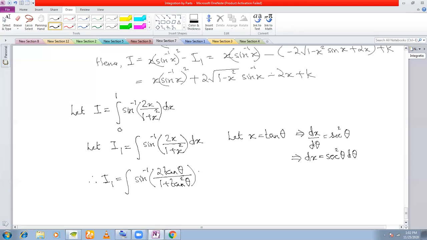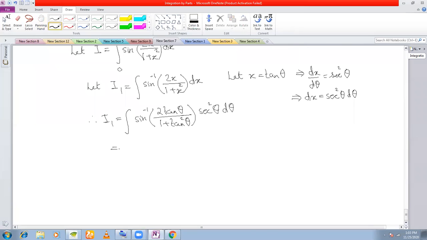Okay. And instead of dx, you put it as sec square theta d theta. So everything from x we have converted to theta. Now this becomes sin inverse. Now you know that 2 tan theta by 1 plus tan square theta is sine 2 theta, into sec square theta d theta. So what does this become? This simply becomes sin inverse of sine 2 theta, which is simply 2 theta. So 2 theta sec square theta d theta.